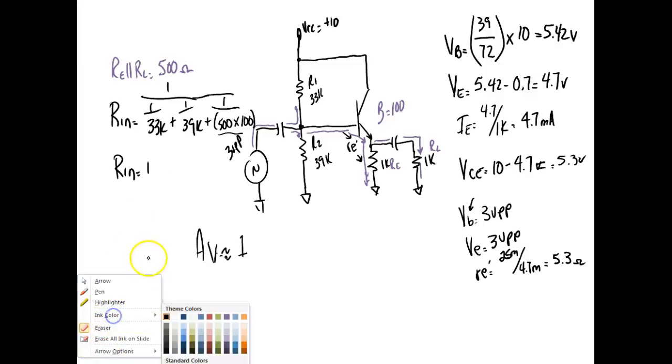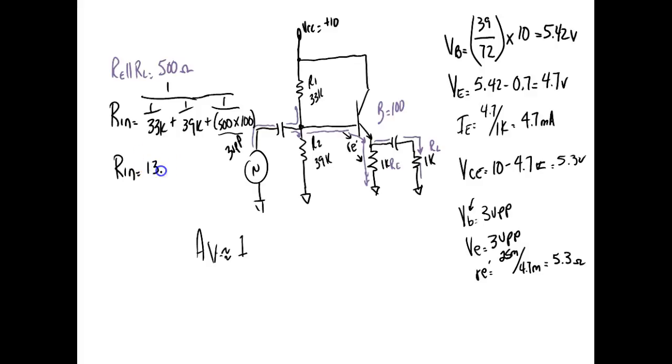Everybody okay there? Everybody get the same thing? So real high input impedance, real low output impedance, which is one of the characteristics. 13.2K ohms. So that means my AC input signal is going to supply enough current to support 13.2K. My output is looking at, my output impedance is 1K, but Z out is 500 ohms, right?